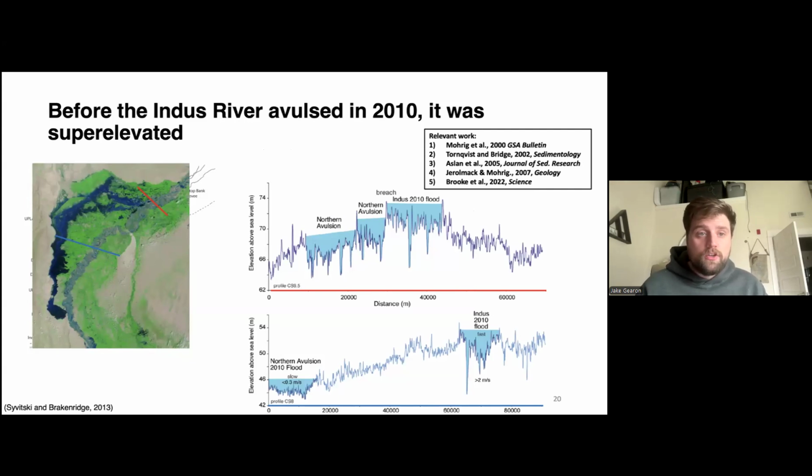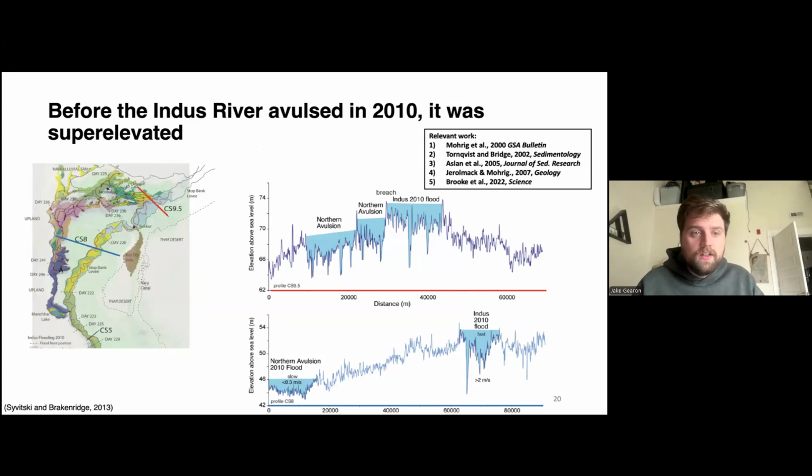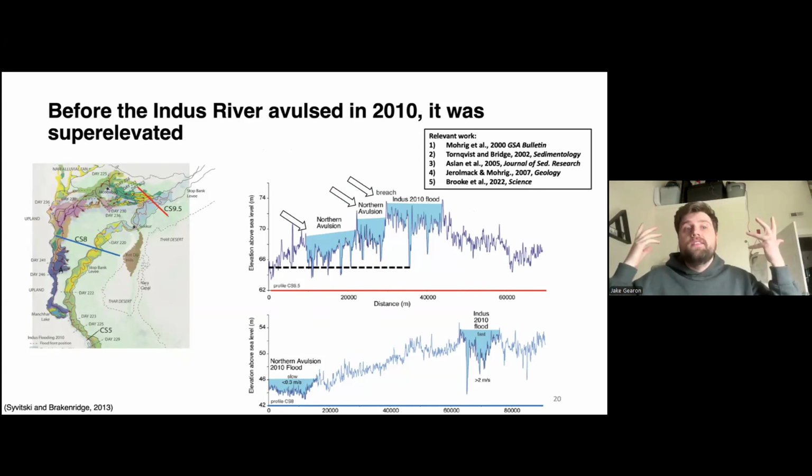I'm going to show you here two cross sections taken on the Indus River from data before the avulsion event occurred. In red here is the cross section taken right at the avulsion node. And what you can see here is that the bottom of the channel of the Indus is actually equal or a little bit above the elevation of the floodplain. So if you were standing on the floodplain of the Indus River, you would be looking up at the Indus itself, which is not a place that you want to be.